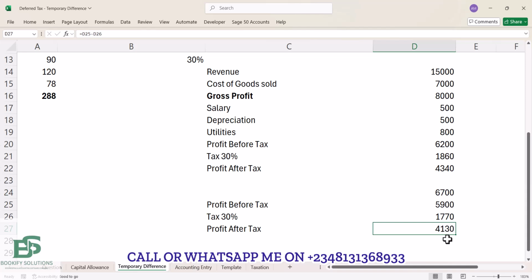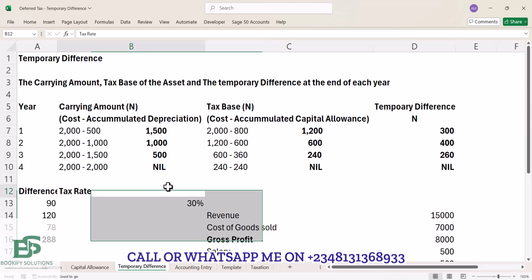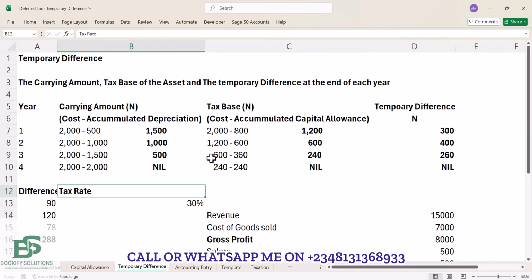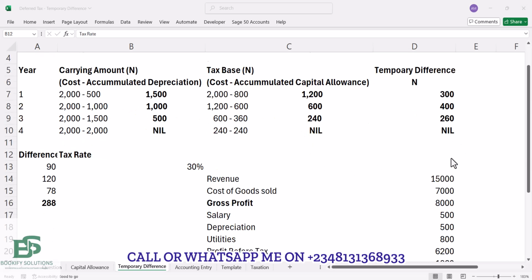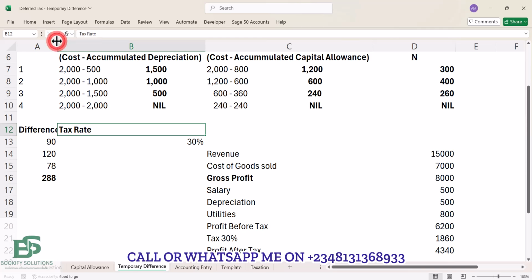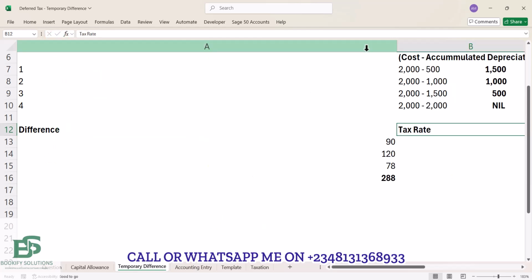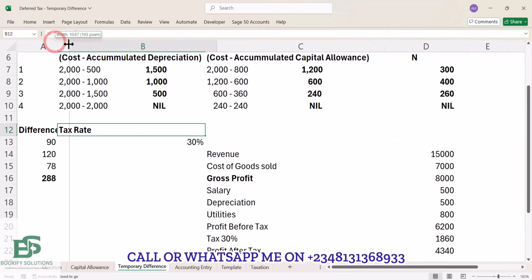So now 4,130. But if you get confused by this one, no worry. We'll also show you for the other templates, the other sheet, and we explain them very well. So now, based on what we got here and what we got here, we already calculate the difference, right? If you come and check here, we do the 30%. This is the tax rate now. We say 30%. Let me quickly expand this and just drag it a little so I can show.